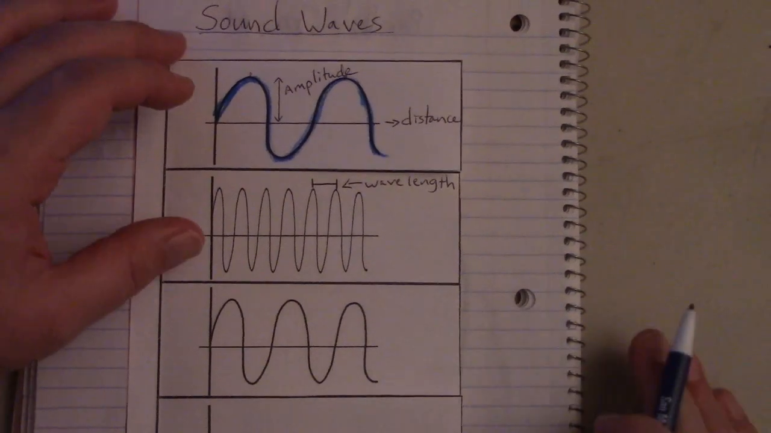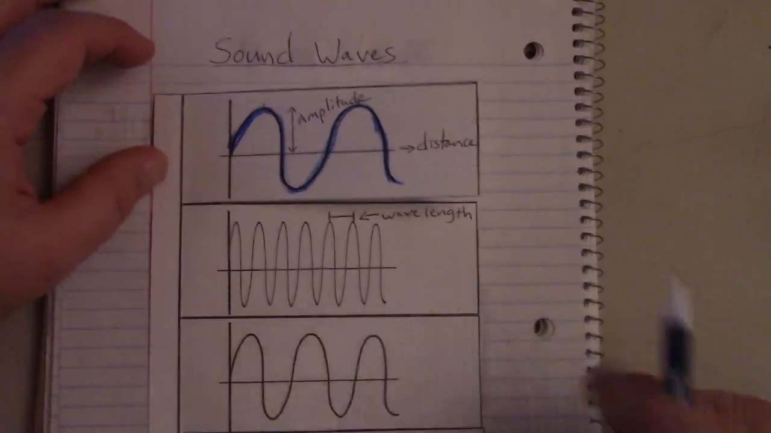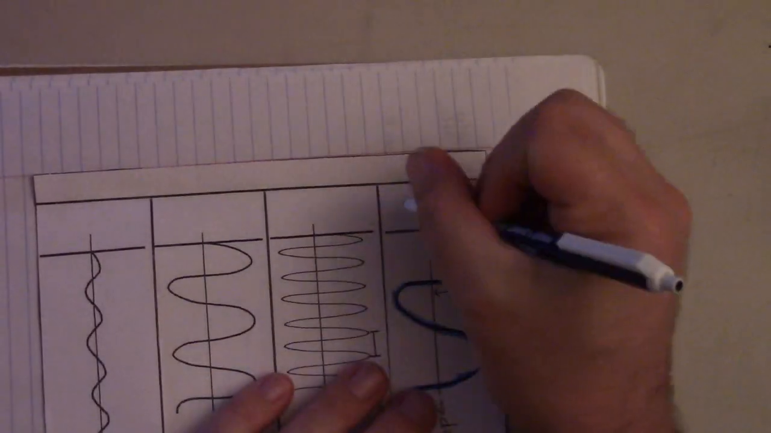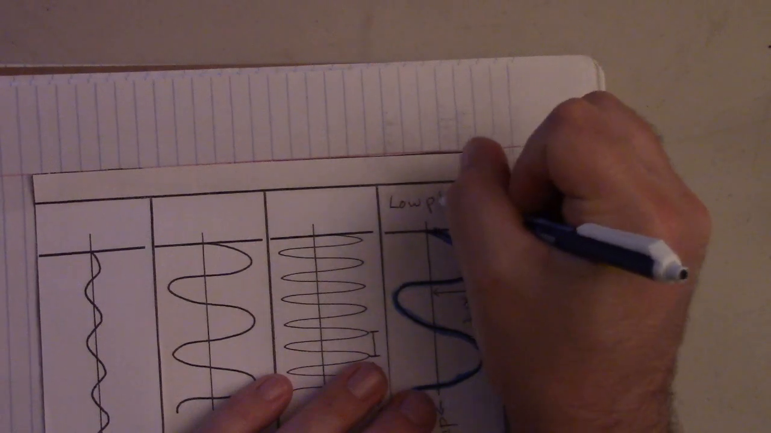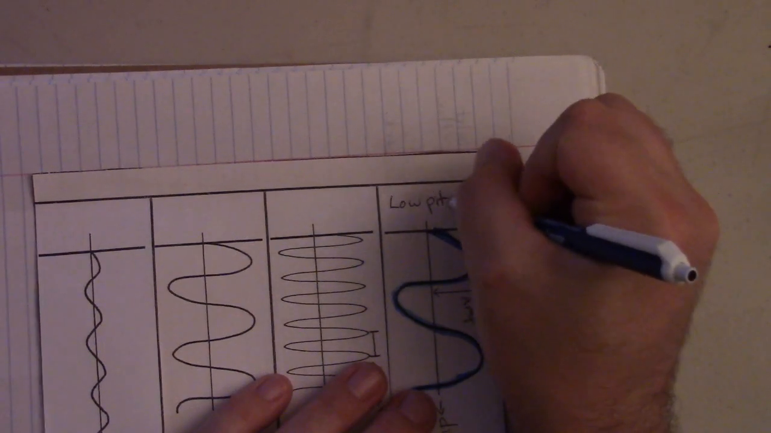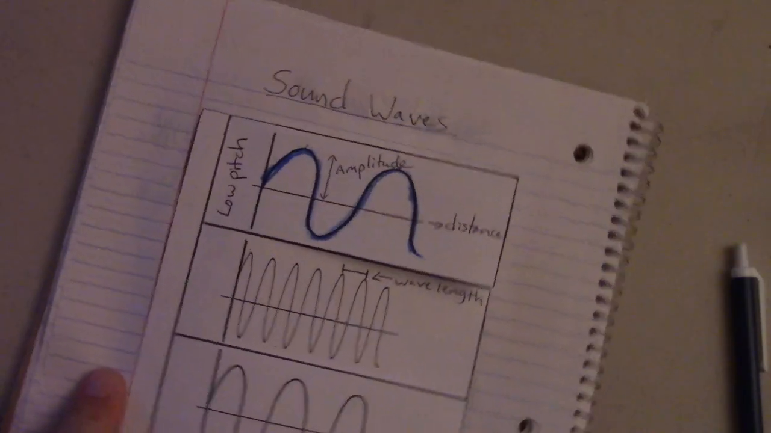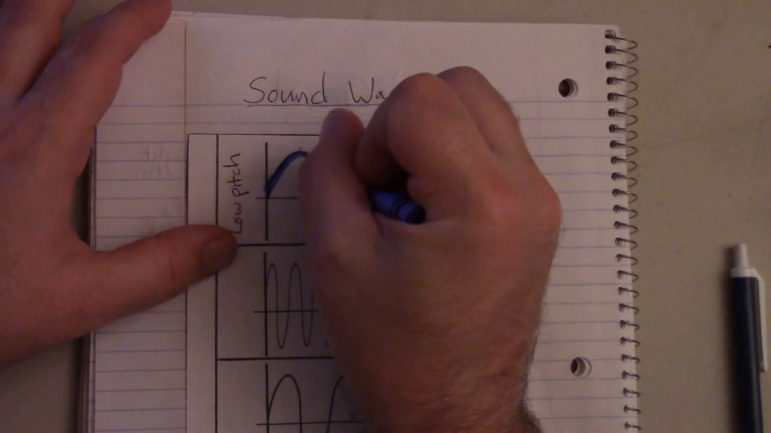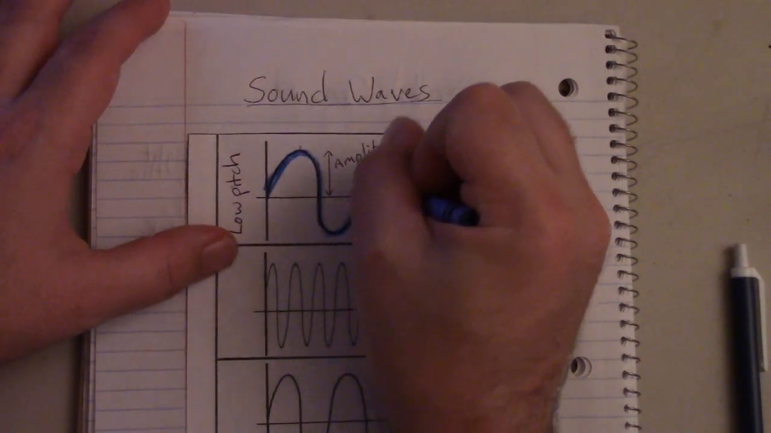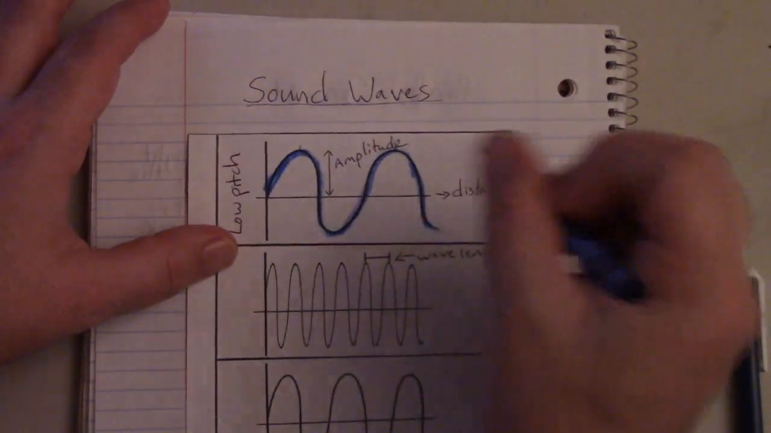And this type of wave is going to be a low pitch. I'll turn it to write it this way. This is a low pitch. P-I-T-C-H. Okay? So after I write low pitch, let me trace over it again so I get a good feeling for what a low pitch wave kind of feels like.